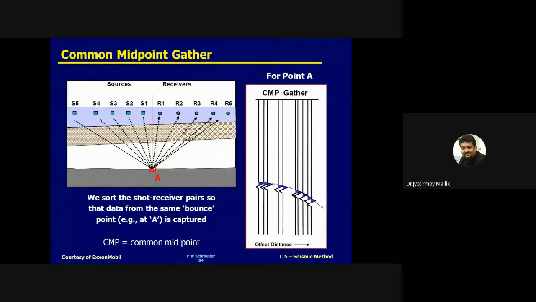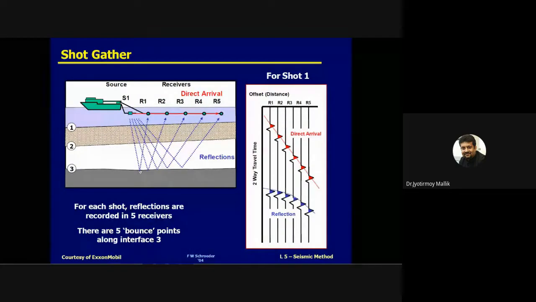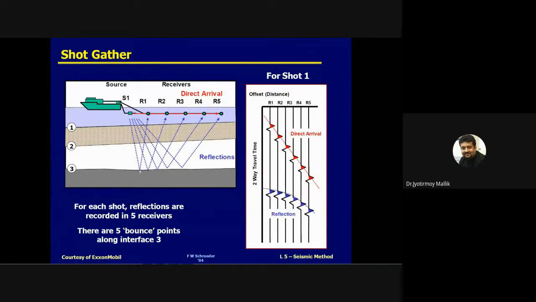Now please don't be confused with the earlier picture. I am actually trying to image different points along this reflector. Reflector means the interface between two layers of different acoustic impedances. So here, all these points are different.